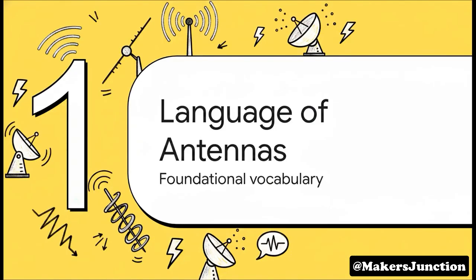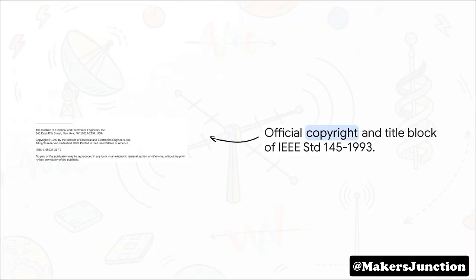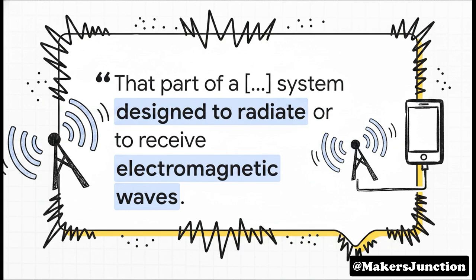All right, let's jump right into Section 1, the language of antennas. Time to get our foundational vocabulary down tight. So, our ultimate technical authority for this whole journey is the IEEE Standard 145, specifically the 1993 revision. This incredibly dense document is literally the gold standard. It represents a massive consensus of expertise, standardizing exactly what we mean when we talk about antenna tech. It's the rulebook, essentially.